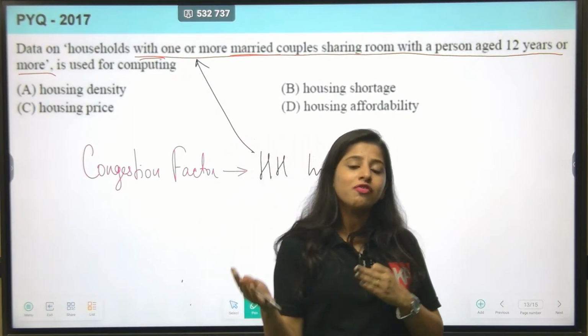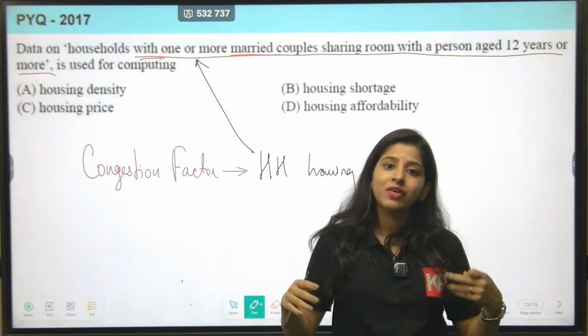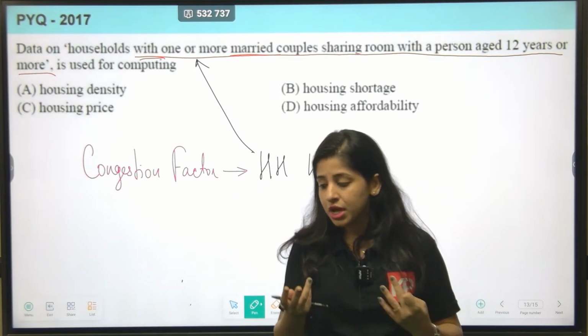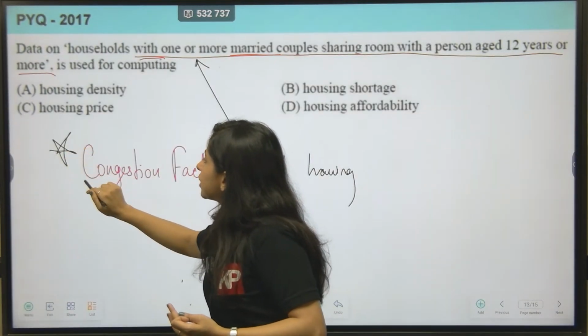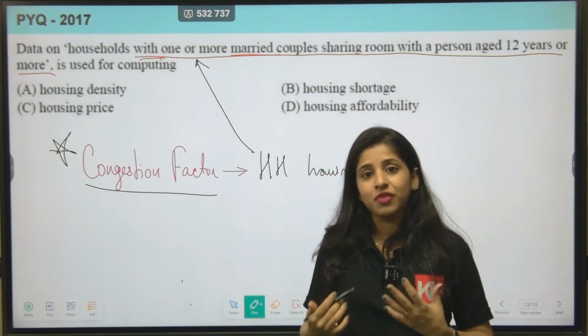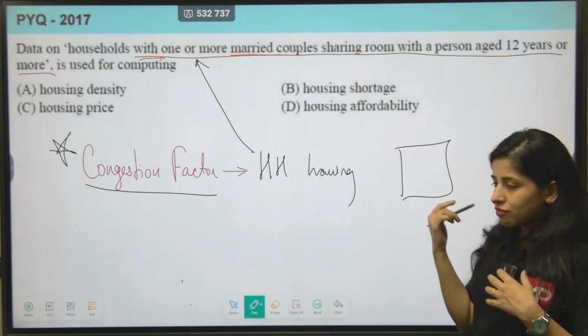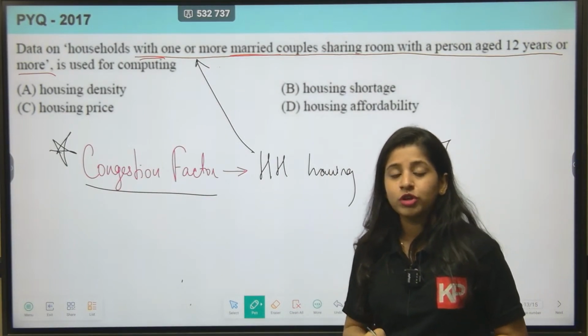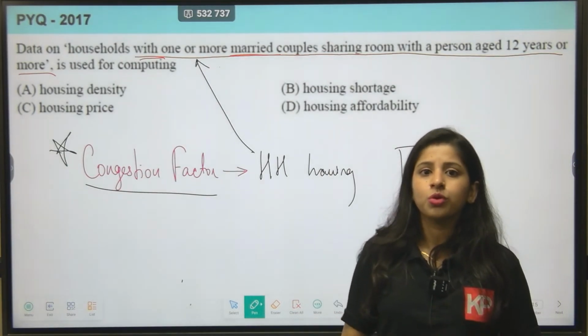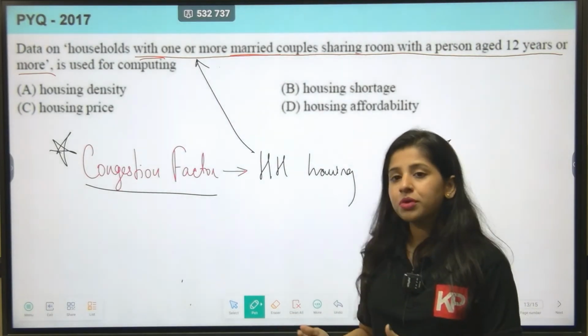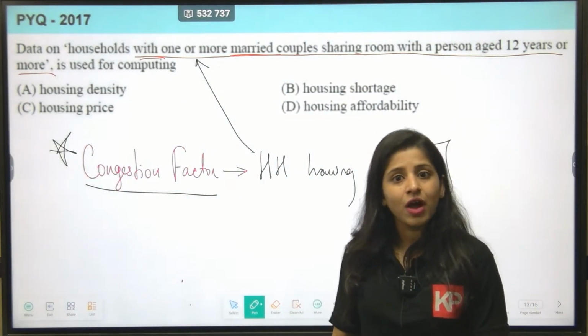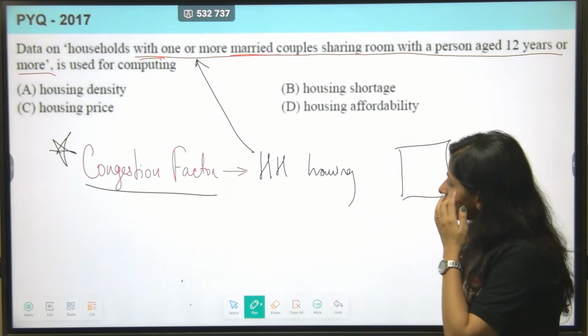But there are a few more factors which we take into consideration while we are doing housing shortage calculation. One of the things you take into consideration is the congestion factor. That means, let's say there is a particular house in which a married couple is sharing the room with someone who is 12 years or more. That means you need to provide an extra housing. That's a congestion factor. So those things also have to be taken care of.